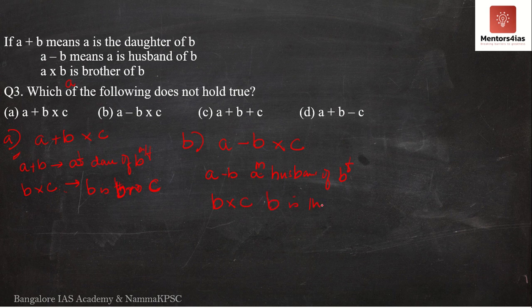B is the brother of C. What does this mean? B should be a male. C's gender, I do not know. C could be a male or a female. Now there is a problem.